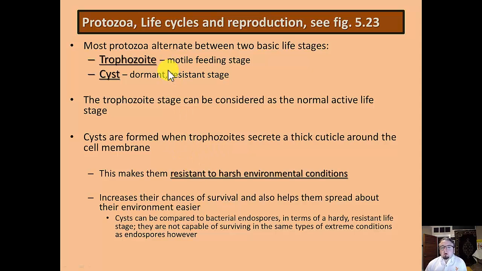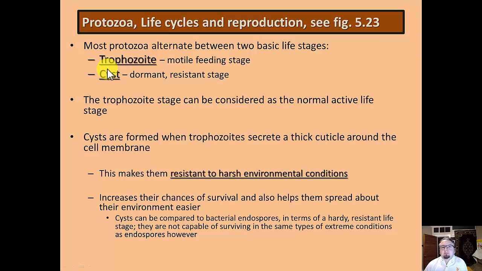When it comes to the protozoa, they have a lot of complicated life cycles. Looking at that last one there, you see a variety of different life stages. But protozoa can be broken down into two general life stage categorizations. One is called the trophozoite life stage, and the other is called the cyst life stage.